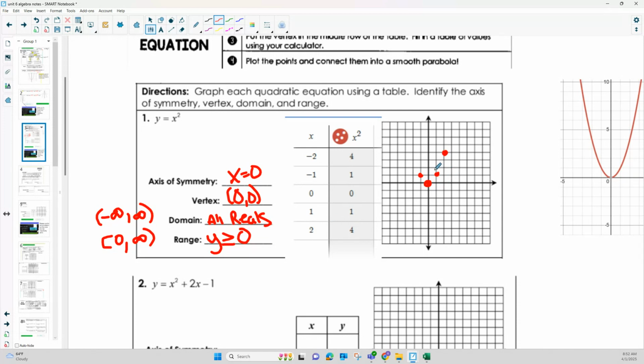Here's my next ordered pair. Negative 2, 4. Notice that these points are mirror images of each other. Okay, and I'm going to do my best to draw in my parabola right now.